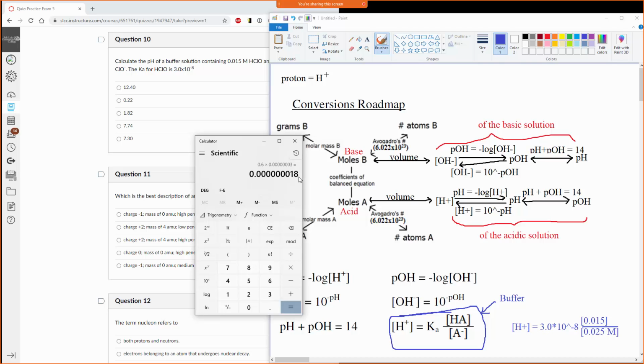0.000 something 18. By the way, some of your calculators might do this. There's only so much space. If you end up with an answer that says like 0.00002 with nothing else, you should be a little bit skeptical and wonder if maybe your calculator is cutting it off. In this case, it really is 18, but there's not a guarantee. So if you can change it to exponent, do that. You should probably learn how to do that on your calculator.